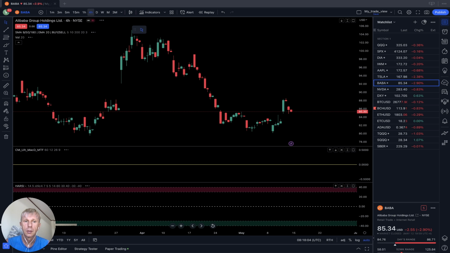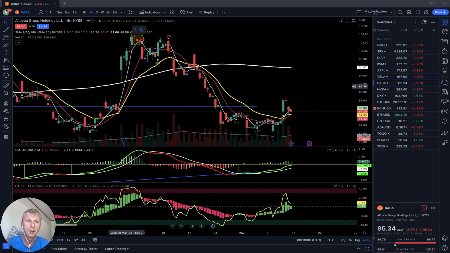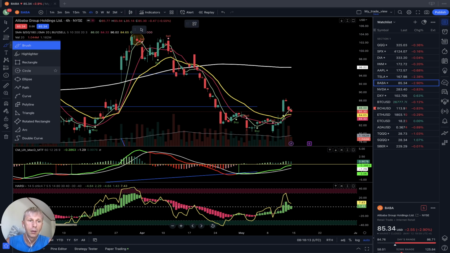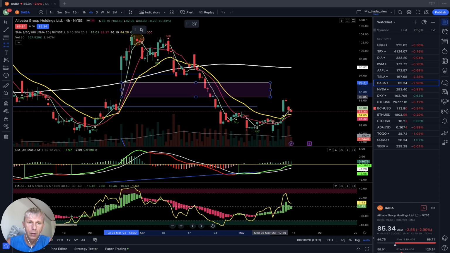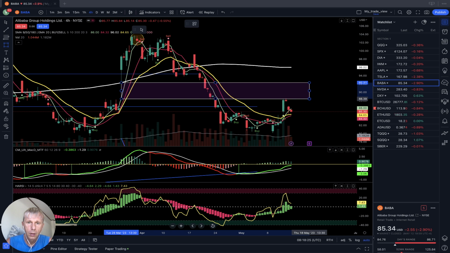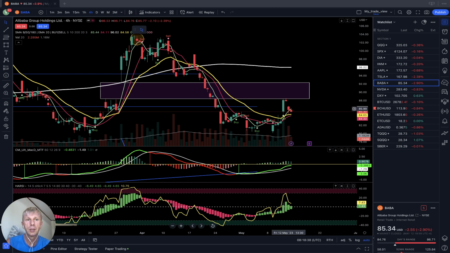Let me make it 4 hours. I can make this gap. Let's try to visualize. Yeah, we already touched this gap. That's the gap, and Baba already touched the gap on the 4 hours time frame.